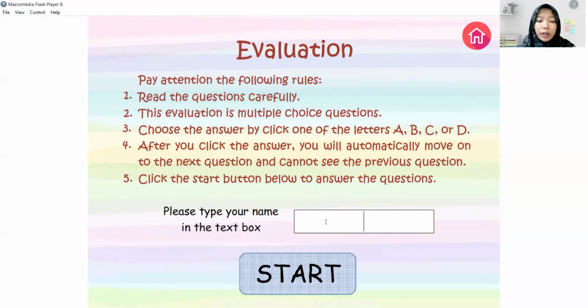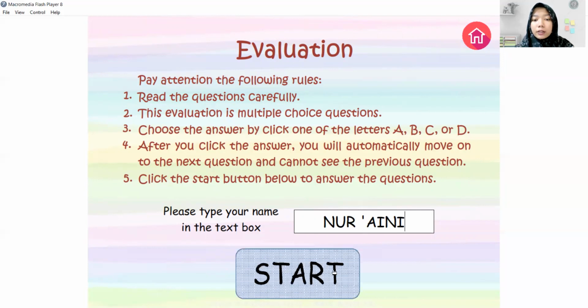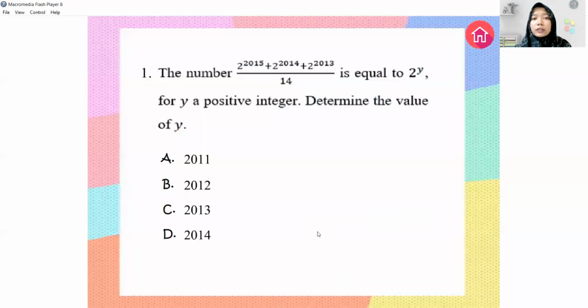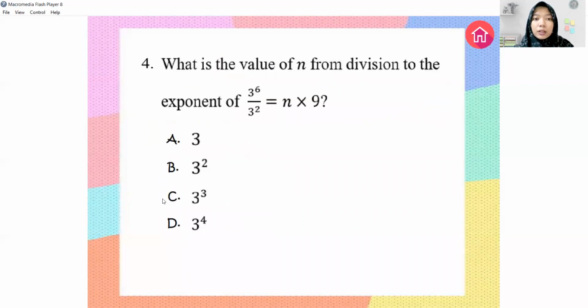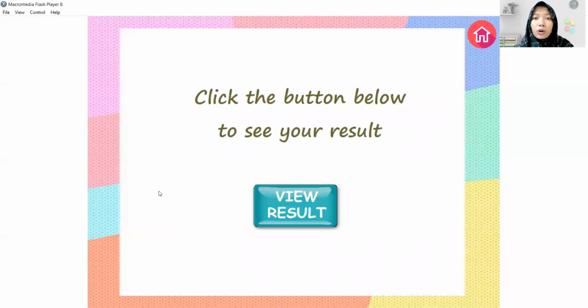And then you can type your name. For example, my name, and then click the start button to start the evaluation. For example, I click the answer B. It moves to the next question. Then I answer A, I answer C, I answer B and D. So click the button below to see your result.